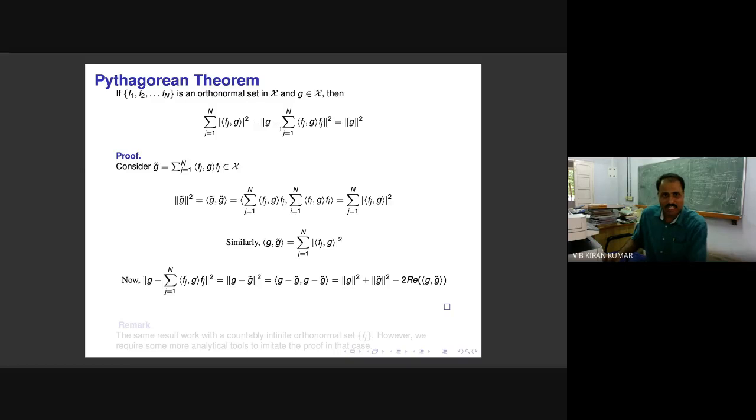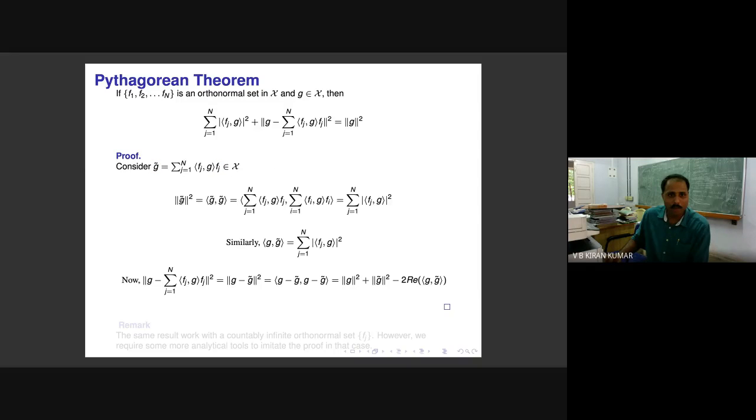Now, the proof is very simple. You just denote the quantity inside this norm. This is a linear combination of Fj. Look at this. Inner product of Fj with g is a scalar. So it's a linear combination of Fj, and you just denote it by g tilde. So g tilde is equal to a linear combination of Fj. Since X is a linear space, any linear combination of elements will again be there. So this is an element in X.